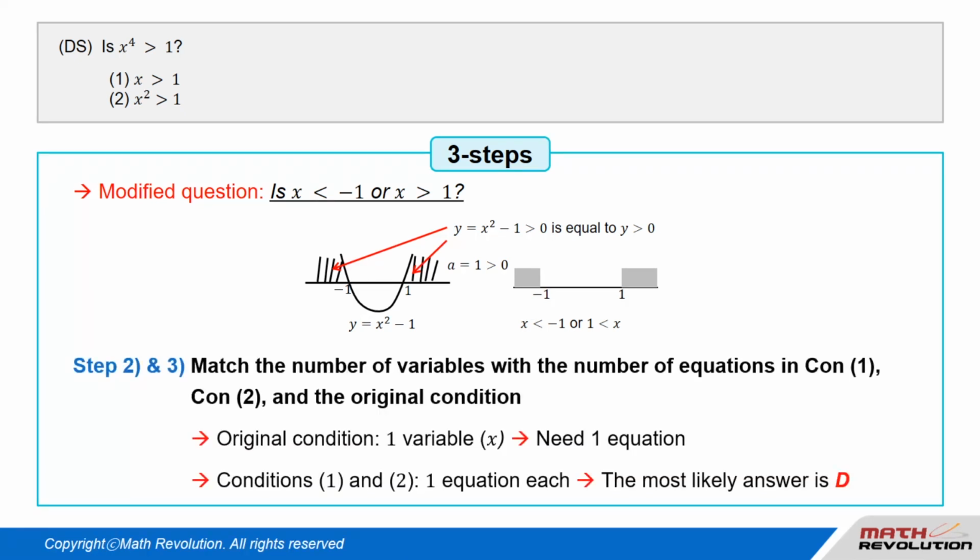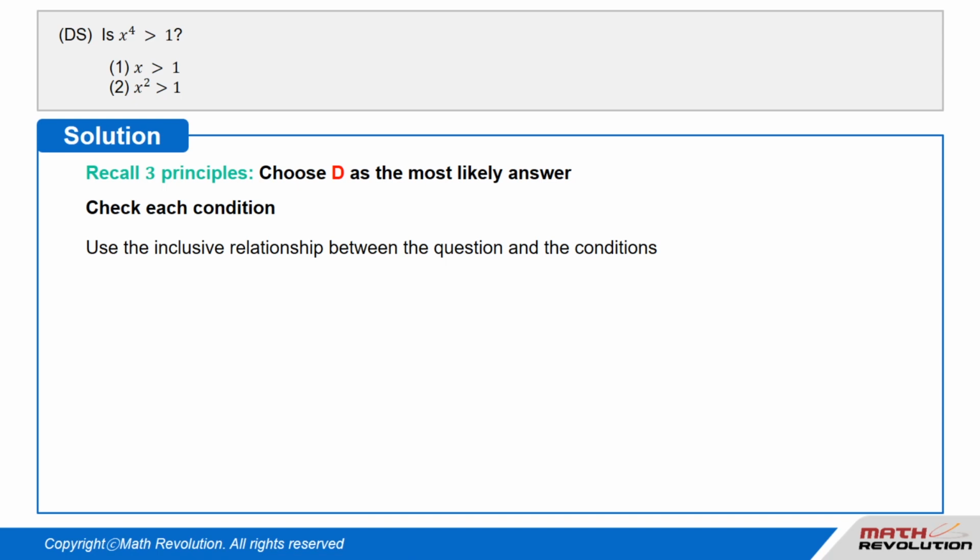From the original condition, we have one variable, x. To match the number of variables with the number of equations, we need one equation. Since conditions 1 and 2 will provide one equation each, D would most likely be the answer. Recall the 3 principles and choose D as the most likely answer. Let us take a look at each condition, also using the inclusive relationship between a question and the conditions mentioned above.